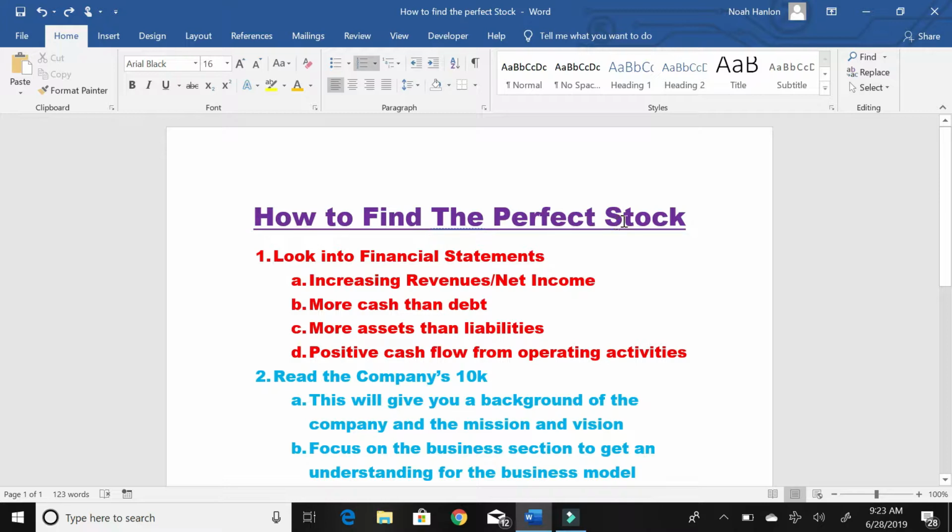Today we're going to be going over how to find the perfect stock. So let's jump right on into it. The first thing you're going to want to do when you analyze a stock is look into the financial statements.